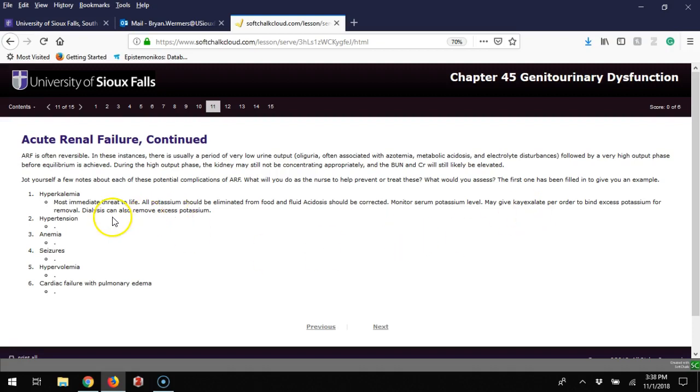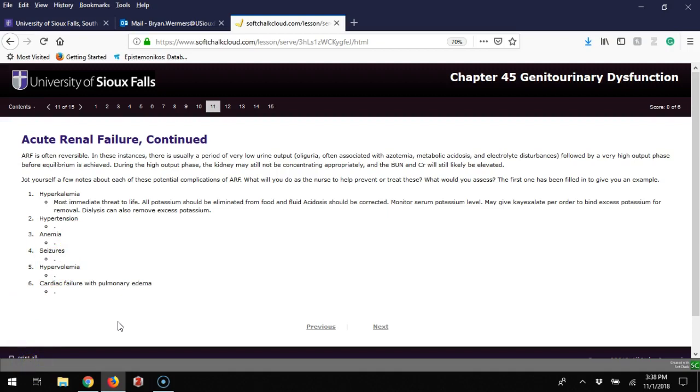Hypertension. So if we're not getting good perfusion and we're not getting good flow, of course, we're going to increase our squeeze on our adrenals and try to get better perfusion, and that can lead into hypertension. So fluid resuscitation is a must for this, and then maybe even we can talk about some medications to limit the hypertension. Anemia, depending on what's going on and what's causing this renal failure, it could be a couple of different things.